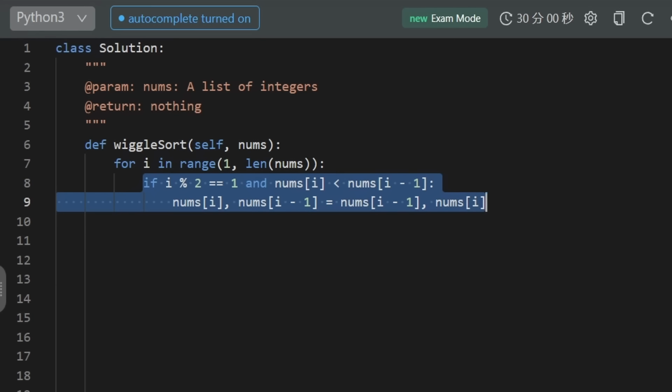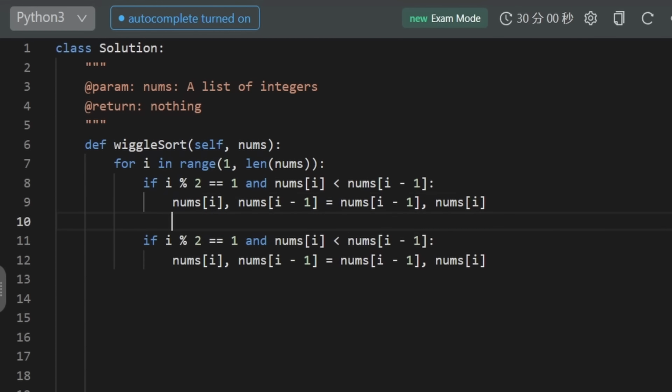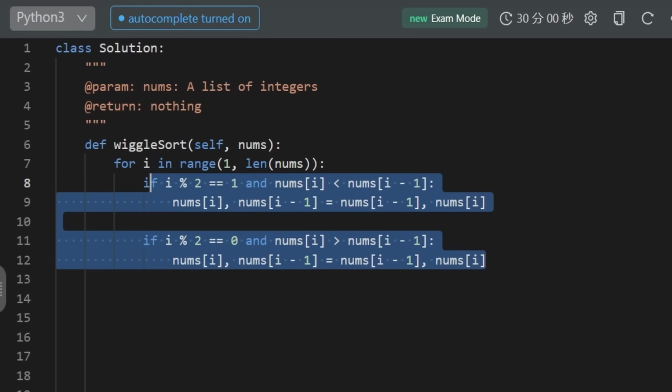But let me copy and paste this because it's going to be very similar. We know something different happens at even indices. Even indices will be i modded by 2 is equal to 0. We know that at even indices, nums of i should be less than or equal to the value that came before it. But if it's not the case, meaning if nums of i is greater than the value that came before it, again, we are going to do a swap operation just like this one. So that actually pretty much is the entire logic.